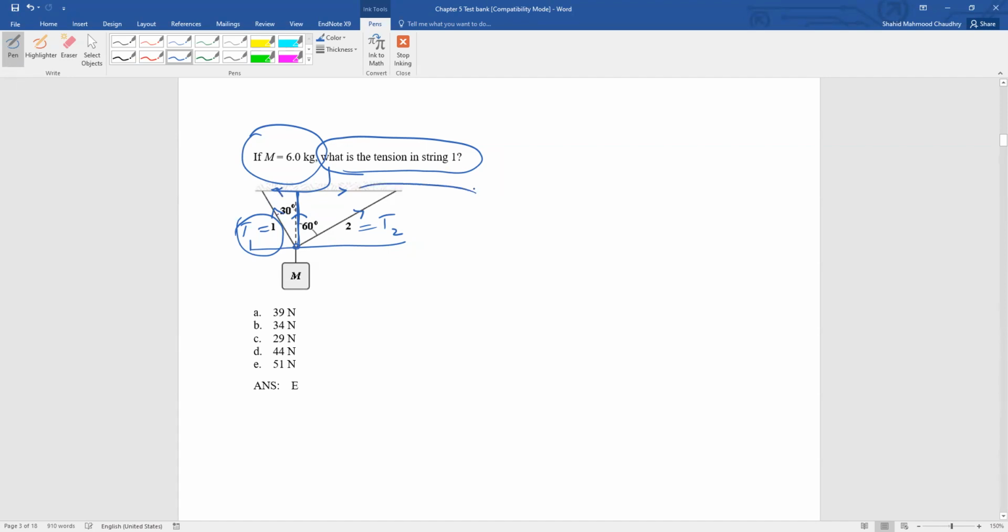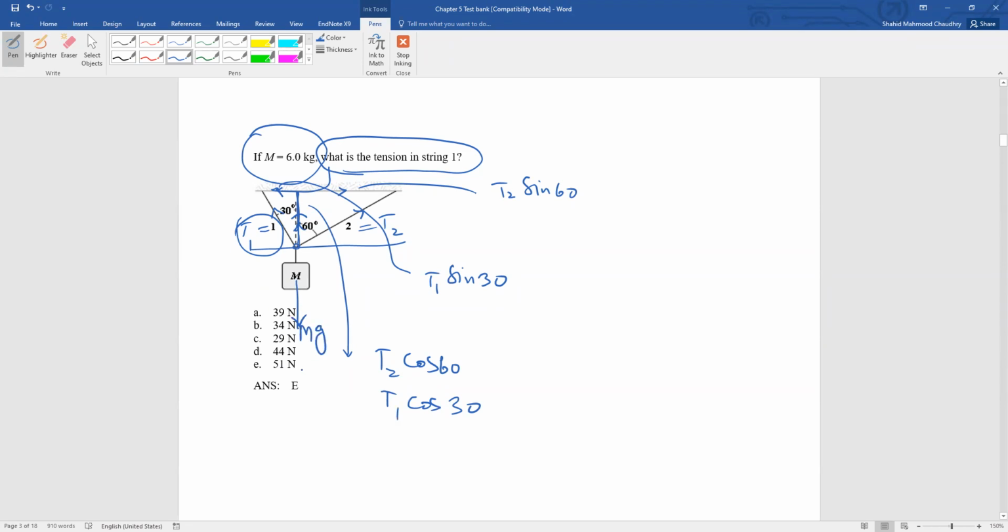So this component will be what? This component will be T2 sine of 60, and this component will be T1 sine of 30. And this component will be T2 cos of 60, and for this one, it will be T1 cos of 30. And the downward force is mg.